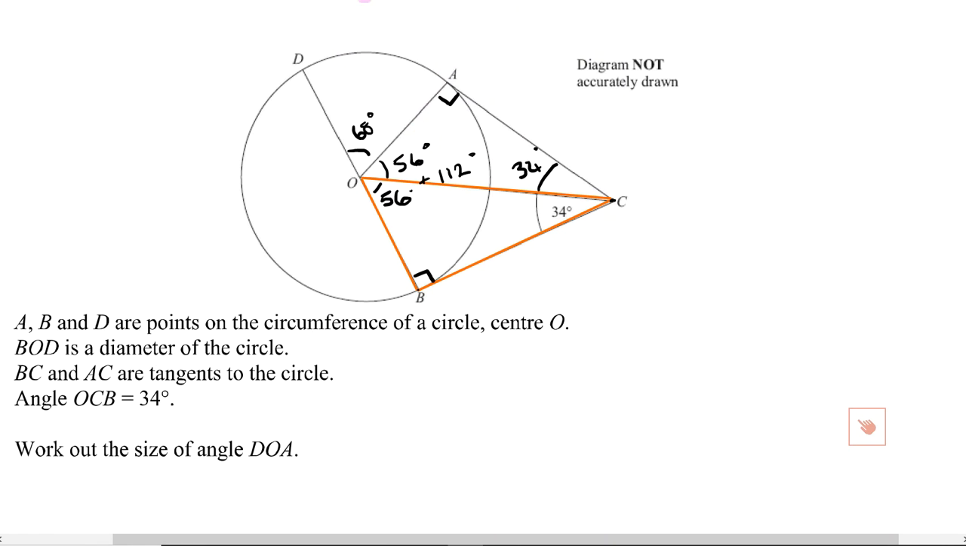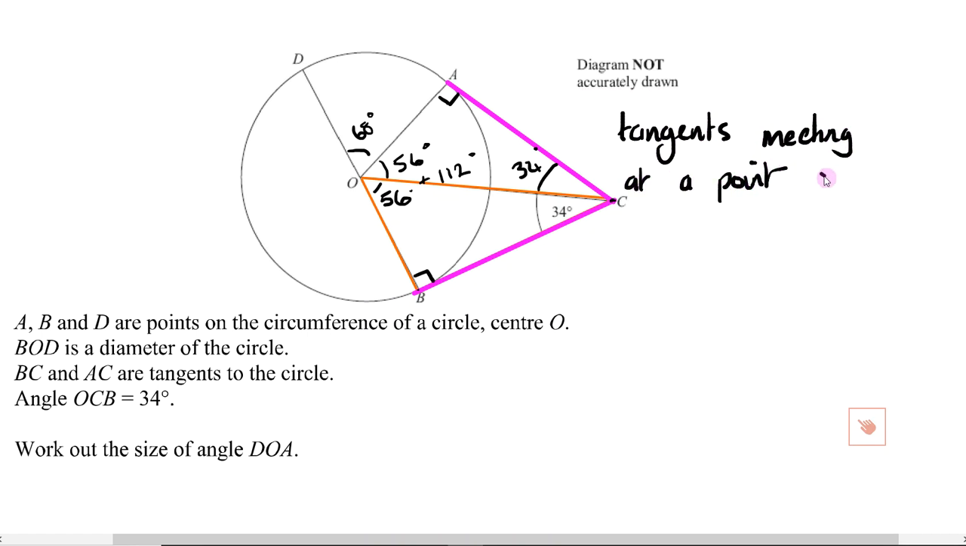In your notes, maybe we should write something like: tangents meeting at a point are equal in length. Okay, so that might help you do some of the others as well.